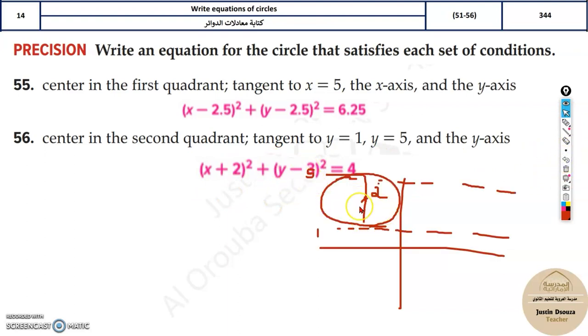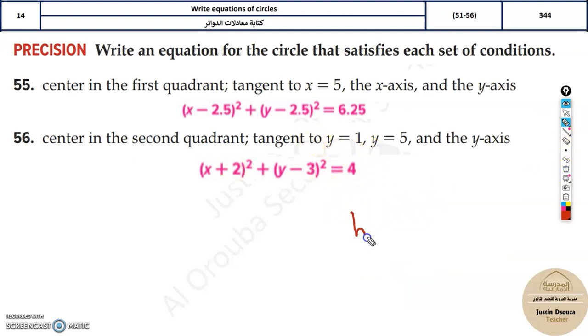This is fine. But what is the center? The x value will be 2, which is very simple because the radius is 2, but the y value varies. The y value starts from 1, so it is 1, 2, and 3. So this is the difference. And since it's in the second quadrant, the x value, that 2, will be minus 2, and the y value will be positive 3. So over here, x is minus 2, y is positive 3. So h, k is minus 2 and 3.